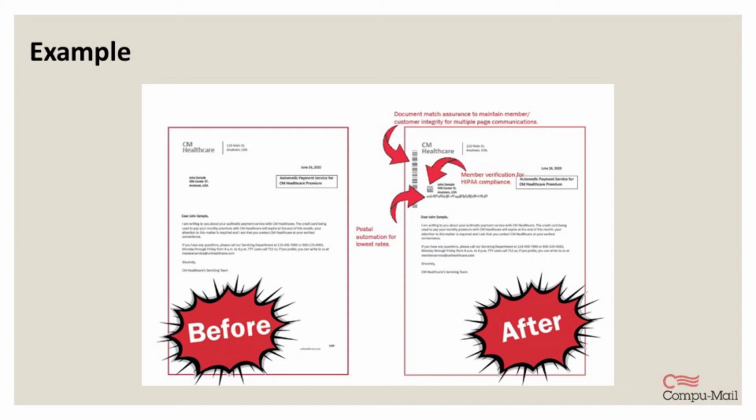Then we have this intelligent mail barcode, or IMB, here at the bottom underneath the address. That's what allows for postal automation, which gets you the lowest rates by having everything streamlined and accounted for by the post office.